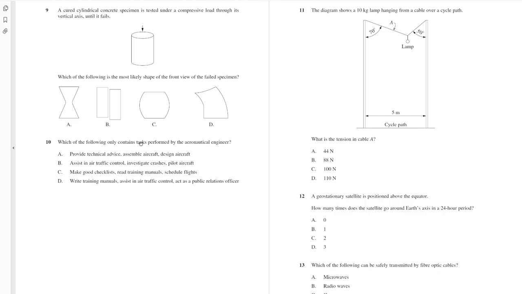Okay, which of the following contains tasks performed by an aeronautical engineer? Okay, so I looked at this by elimination. Air traffic is not an aeronautical engineer's job. Scheduling flights is not an aeronautical engineer's job, and public relations, air traffic, that's the one. I would argue there is some element of public relations, but air traffic is not part. So based on those eliminations, we're going to say A is the answer.